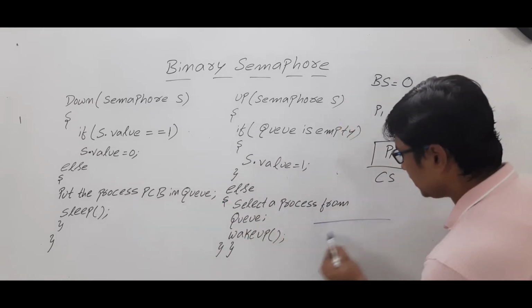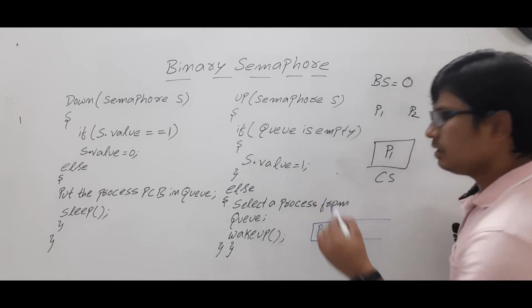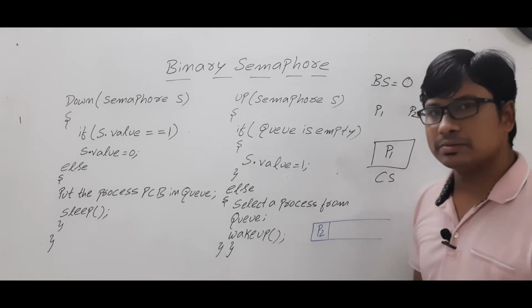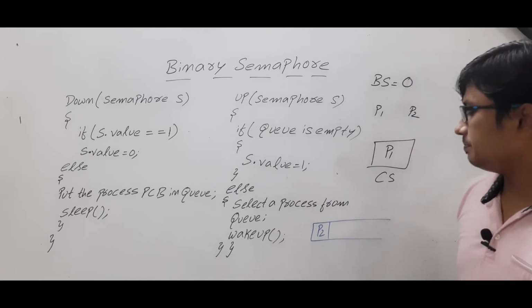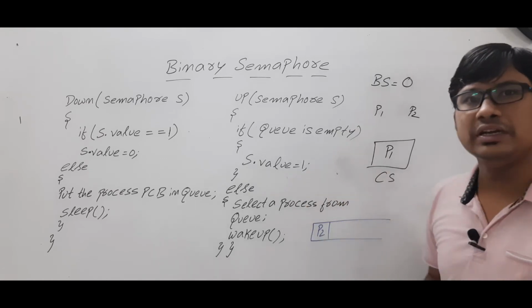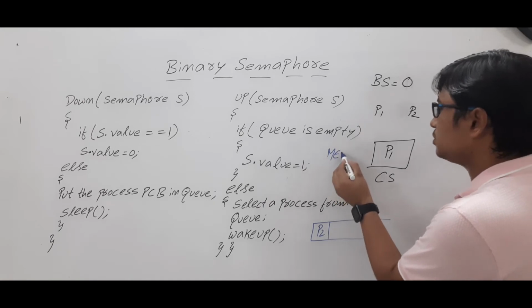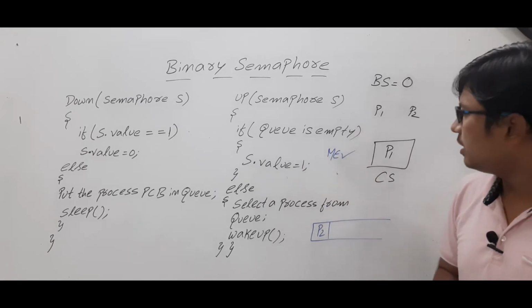So you will maintain one queue. In that queue, you will keep the information of the process P2. Okay, is it clear? And it will go to the sleep state. Now process P2 does not enter into the critical section, so I can say that mutual exclusion is provided. Is it clear?